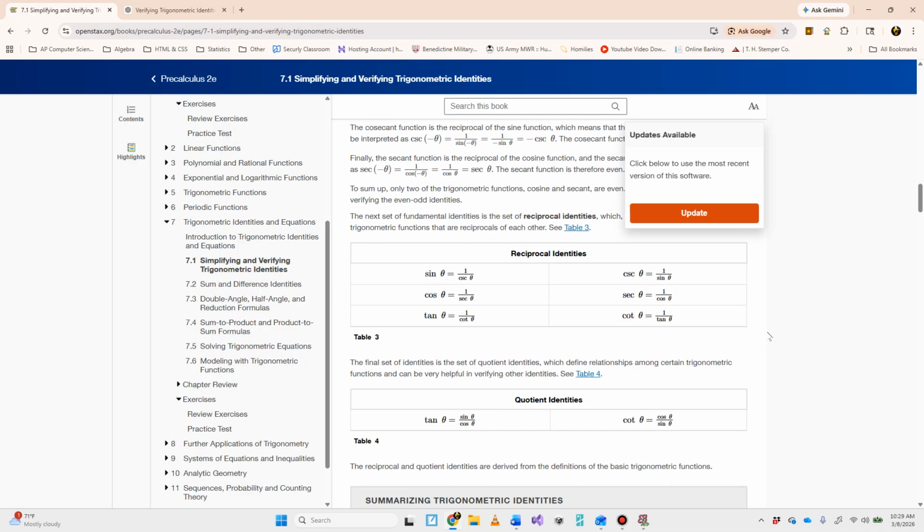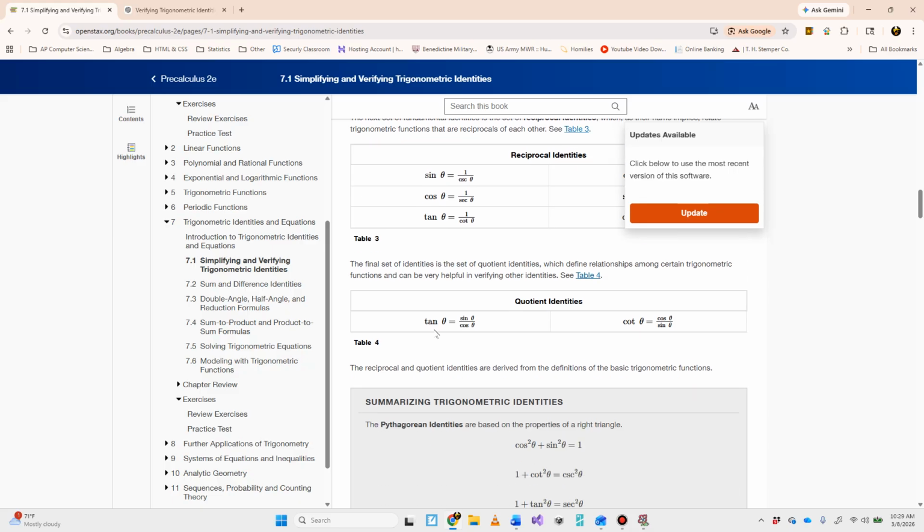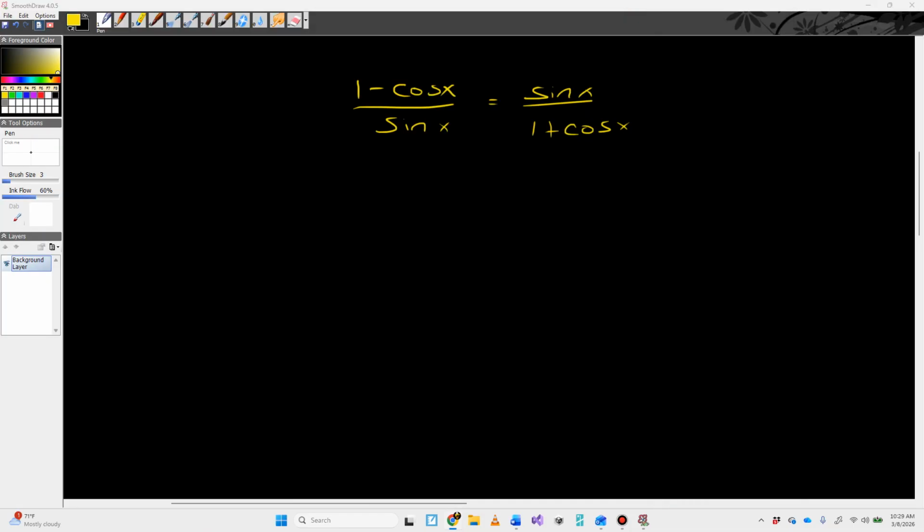And then the same thing down here with these reciprocal identities. You need to know them. You need to know that the cosecant of theta is 1 over sine theta. And same thing with quotient identities. You need to know that tan theta is sine theta over cosine theta, and cotangent theta is cosine theta over sine theta. And if you don't know them, which is fine, you have them written down and you at least recognize that they exist. So going back to this problem, you are asked to verify that this identity is in fact true.